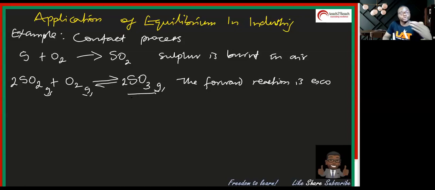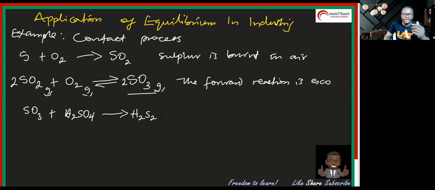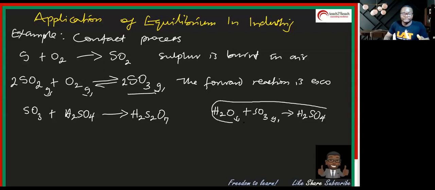So in industry, how is it controlled? To control that, your sulfur trioxide is dissolved in concentrated sulfuric acid to form what we call oleum. Don't forget that the essence of doing it this way is to ensure safety. Otherwise, we would have dissolved your sulfur trioxide in water directly to form H2SO4. It looks like a short way to do that, but it's a very violent reaction.